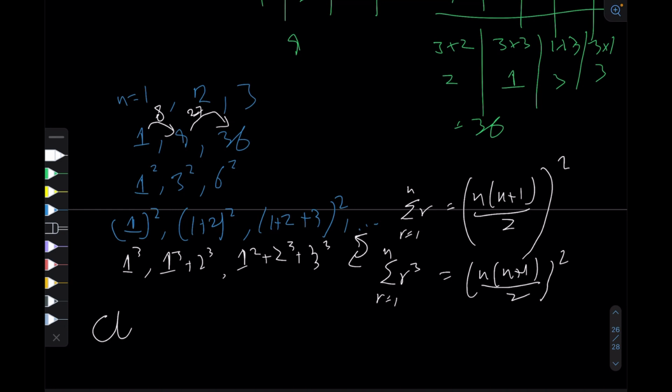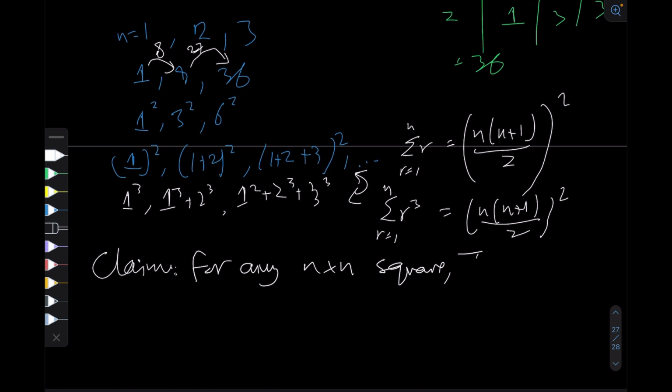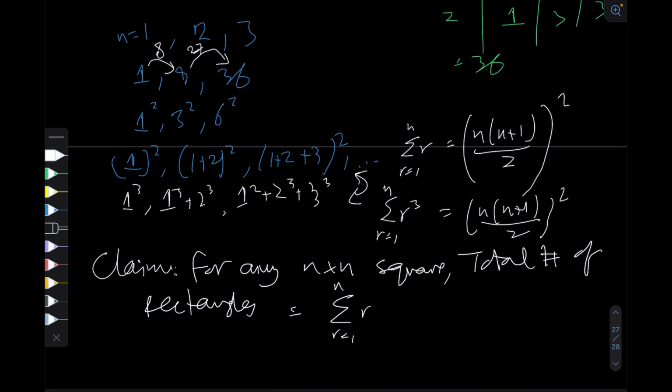So we can claim that for any n by n square, the total number of rectangles is the same as the sum of natural numbers from 1 to n, and then you square it. In other words, it would be n times n plus 1 over 2 squared.